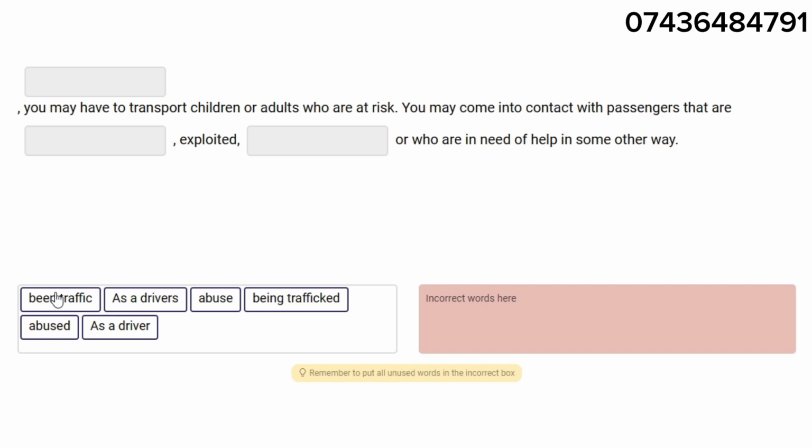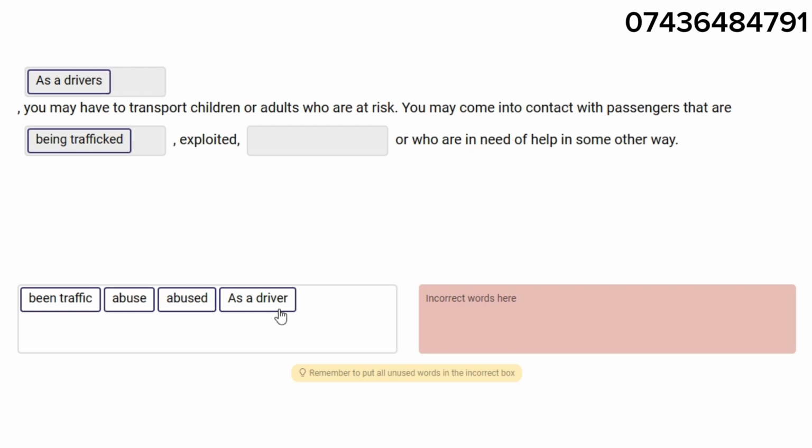I will make it incorrect because we can also know, if we did anything incorrect, how it will look. So I will use "as a", and the answer will be as a driver. When you are using "a", it will not be plural, it will be singular. So I am using the wrong answer. Being trafficked, exploited, and the same as well, abused.